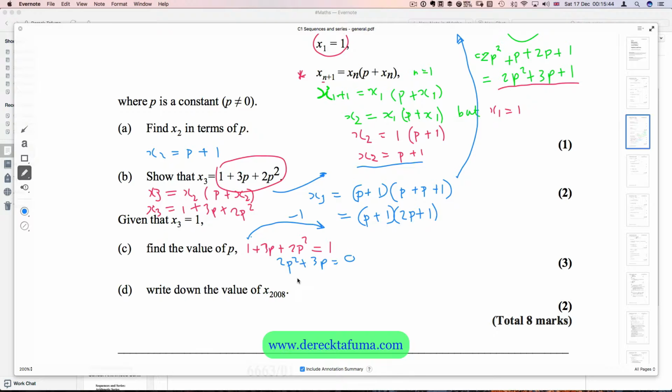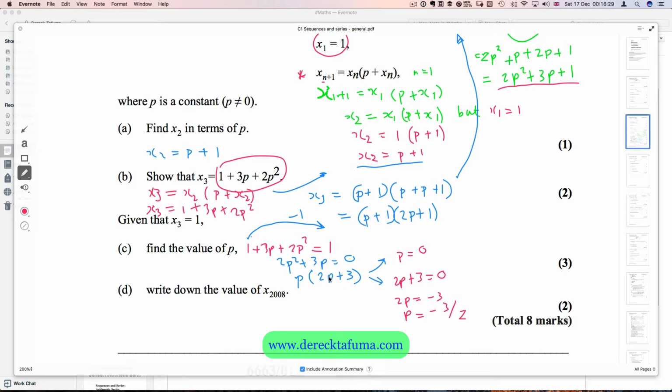Now you can factorize this in terms of p. We have p times 2p plus 3. In other words, this means that p is equal to 0 and 2p plus 3 is equal to 0, and this simplifies to 2p equals minus 3 and p equals minus 3 over 2. Okay, so those are the two values of p.